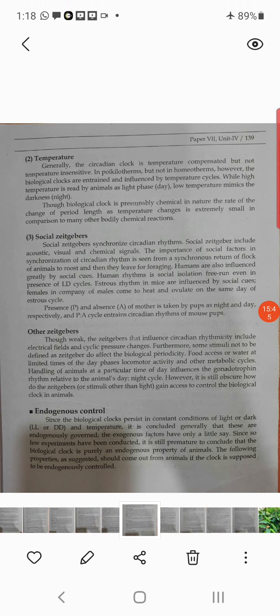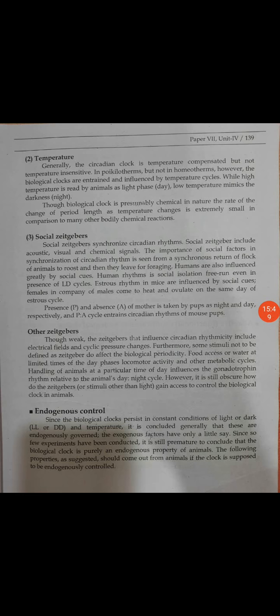As I have told you, it has now been recognized that animals, even if supposed to be placed under so-called constant conditions, still derive information from their environment. So this is the combined effect.